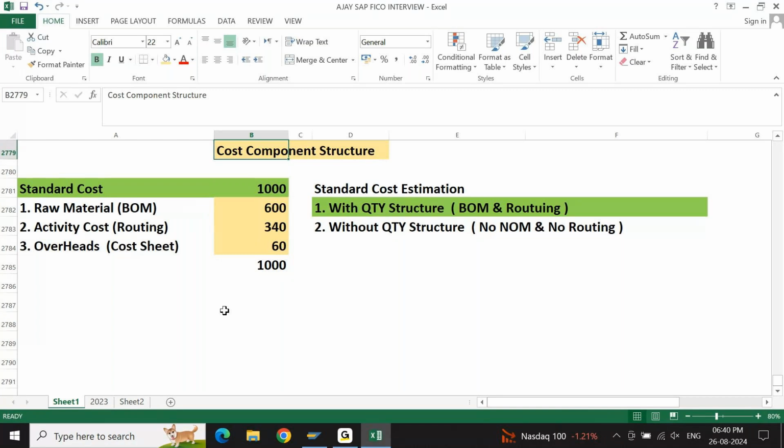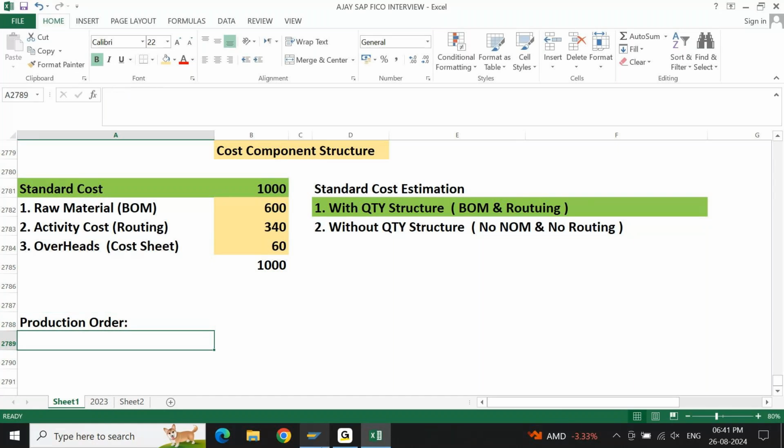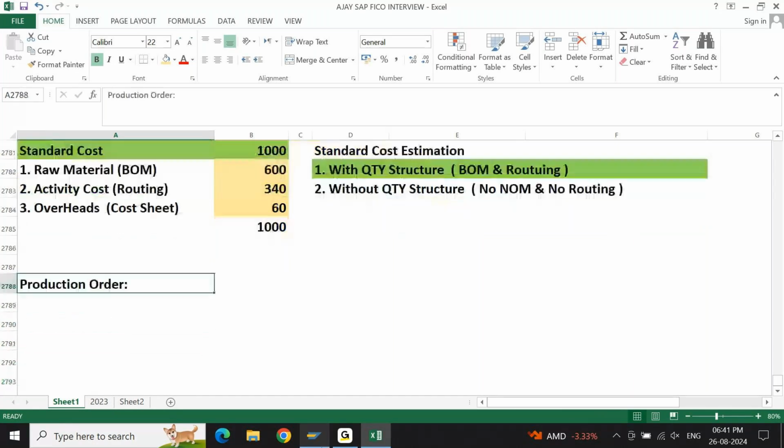When I say raw material cost, I can further segregate. Activity cost, I can further segregate. Overhead, I can further segregate. To see how it is becoming 600, what kind of material, why this is 340, what kind of activities I am performing. Now, once these are there, when you create a production order, your production order is always created for raw material or for finished material.